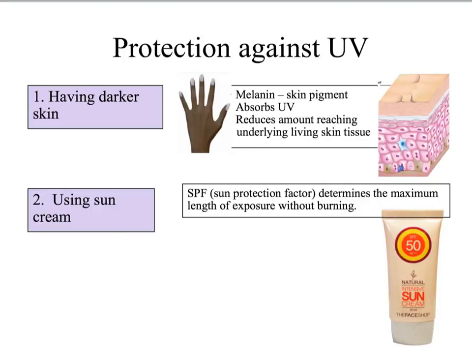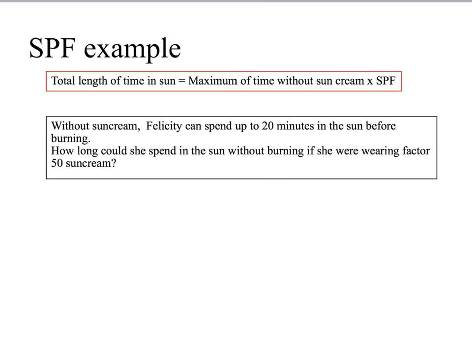The second method of protection against UV is using sun cream. You see on sun cream we often talk about factor 20 or factor 50, and that factor is actually short for sun protection factor, or SPF. The SPF tells you the maximum time you can be out for without burning, and we'll look at an example of that. To work out how long sun cream actually allows you to spend in the sun without burning, you would need to know roughly how long you could spend in the sun without burning if you were not wearing any sun cream.